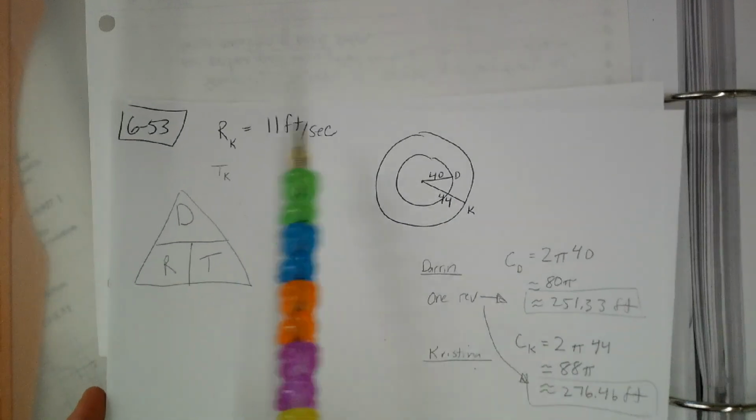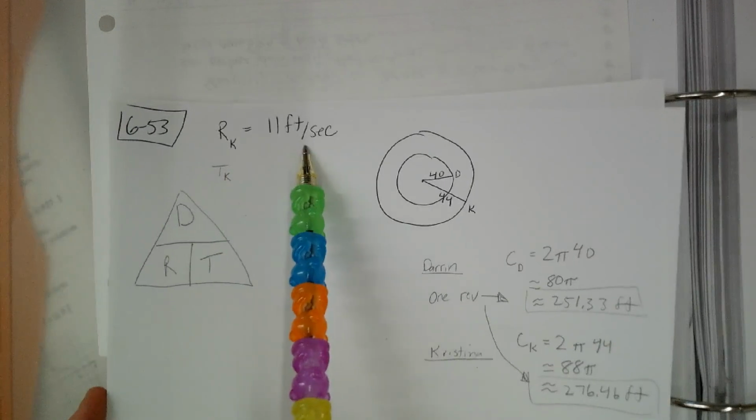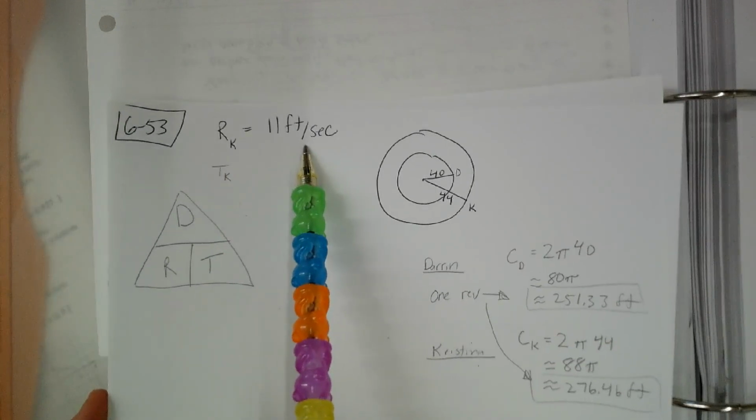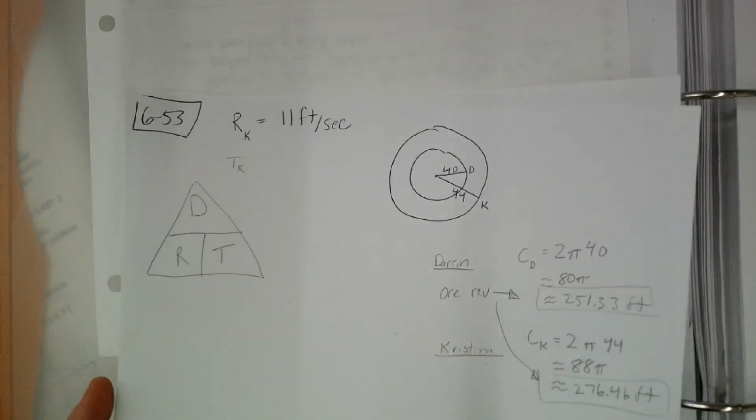And so they told us that Christina's rate is 11 feet per second. And they want to know what is Darren's rate. How fast is Darren going?